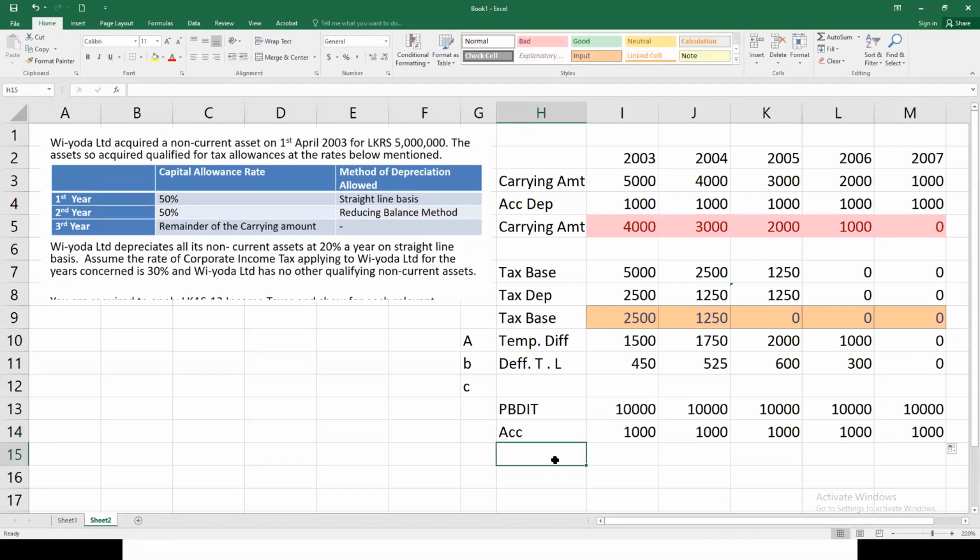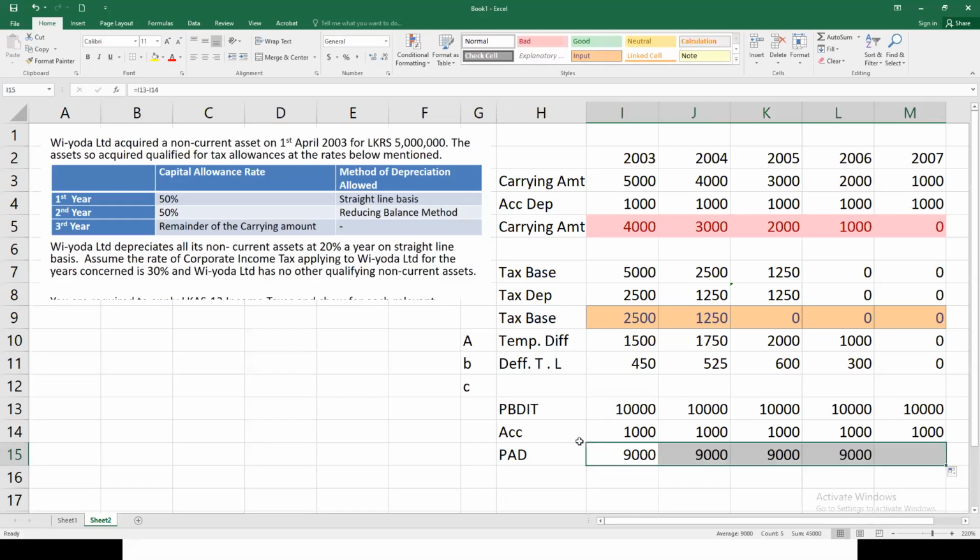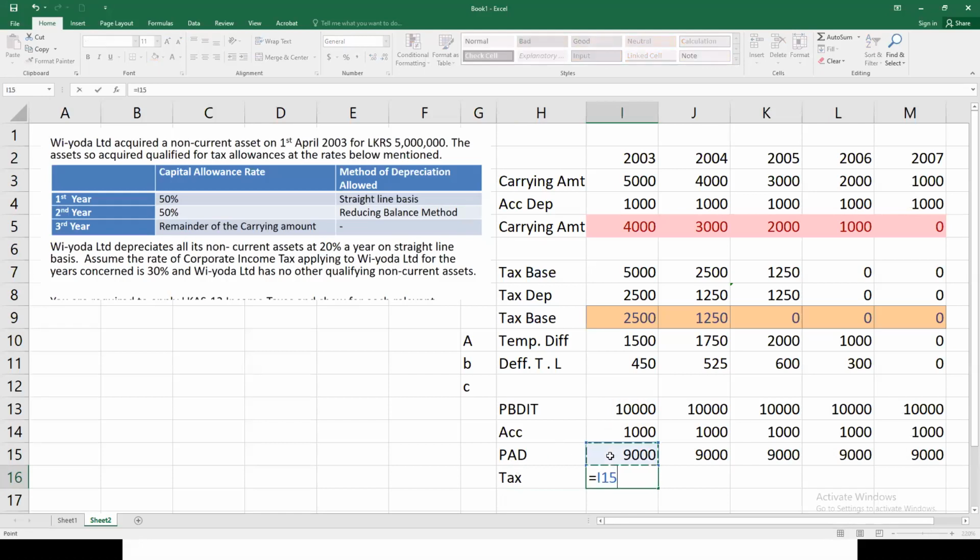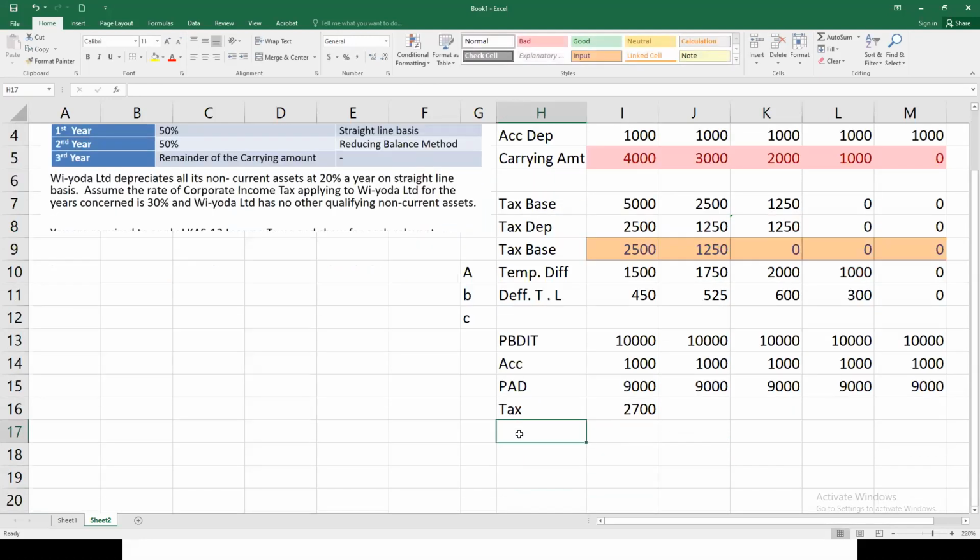And how much is the profit after depreciation? This value minus this value, right? And tax, 30% on this value. And profit after tax.